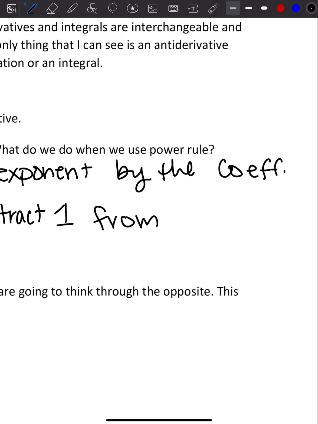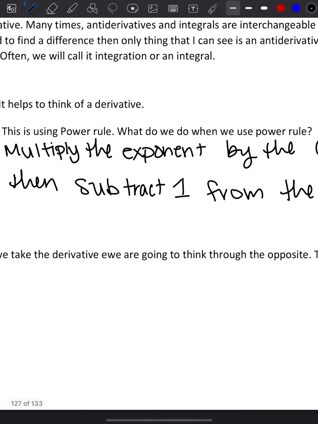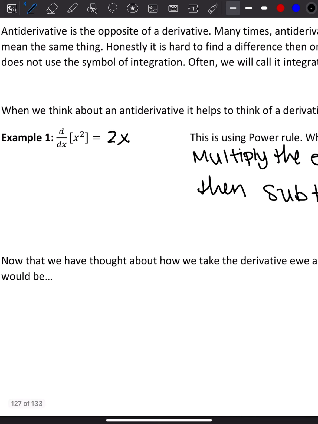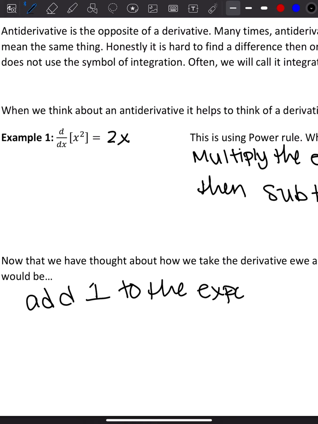If we are doing the antiderivative, we want to work our way backwards. But not only do we want to do each piece backwards, we want to do the order backwards. So if the last thing we did was subtract 1 from the exponent, then the first thing we want to do is add 1 to the exponent. Then, instead of multiplying, we want to divide, and we want to specifically divide by that new exponent.